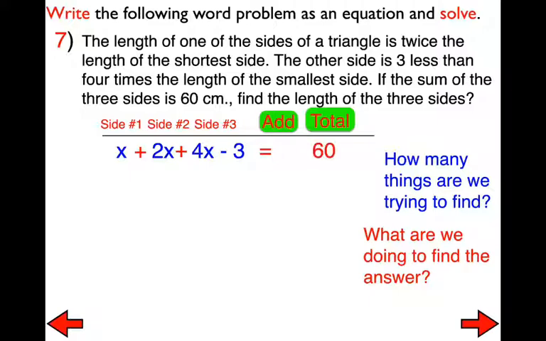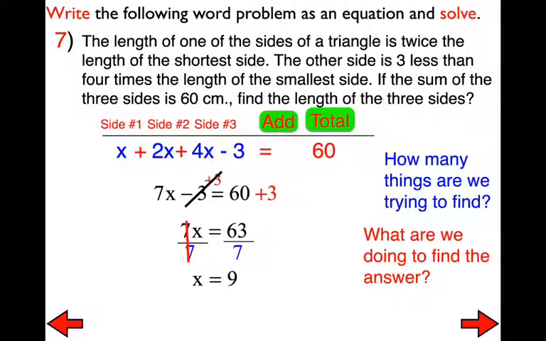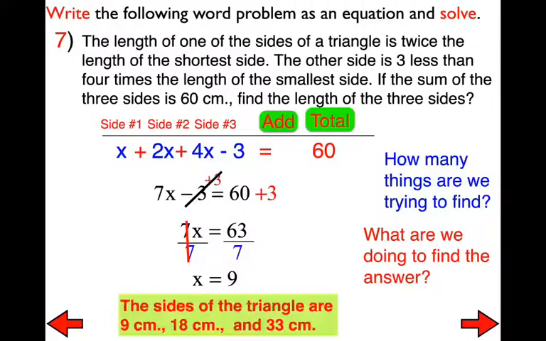And then we solve like we've solved all of them. Combine like terms. Add 3 to both sides. Divide by 7. x is 9. And so that makes that the smallest side. And of course, to find side 2, you'll simply replace x with 9, and then replace x with 9 on that one as well. So that makes the 3 sides 9 centimeters, 18 centimeters, and 33 centimeters. We've kind of talked a few times about how you could check that answer.